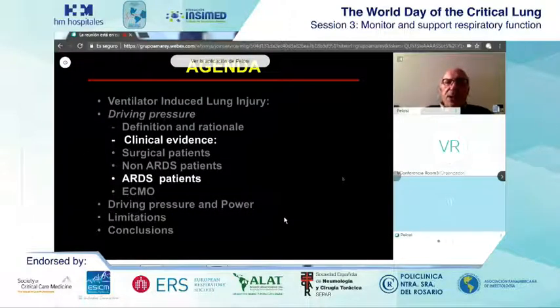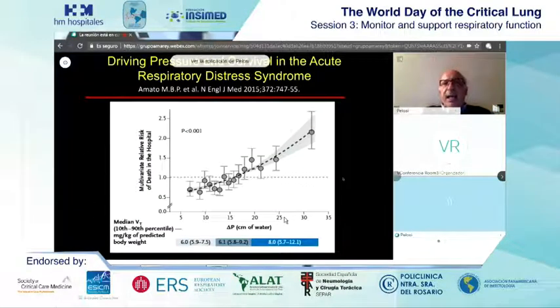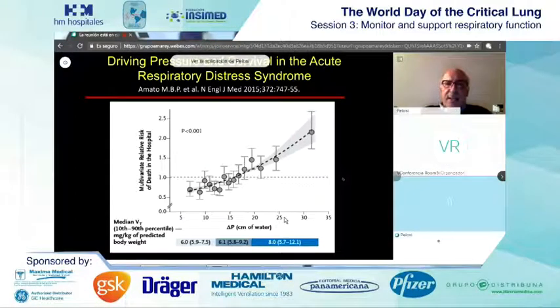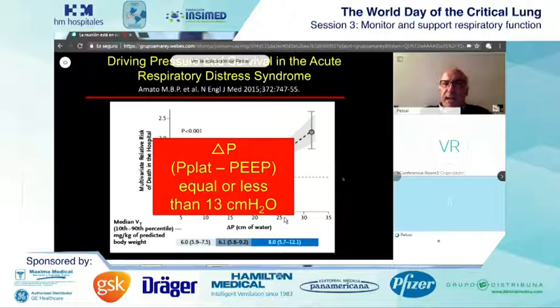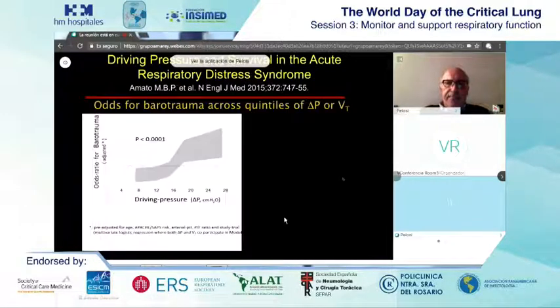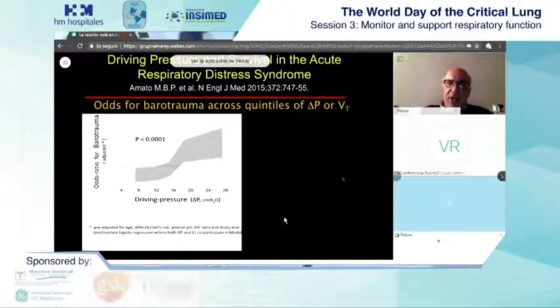What about driving pressure in ARDS? This is the classical study from Marcelo Amato showing that driving pressure was associated with the risk of death in the hospital, especially when driving pressure was higher than 13 centimeters of water. Again, this number seems to be similar in different categories of patients. In fact, for example, the odds for barotrauma across the different quantiles of driving pressure show that when driving pressure is higher than 13, there is a major increase in barotrauma and eventually mortality risk.